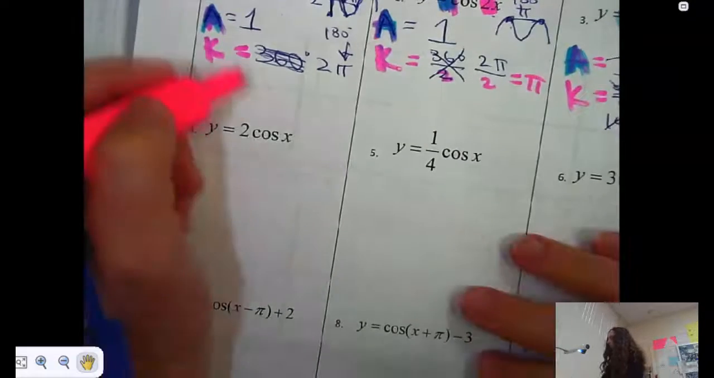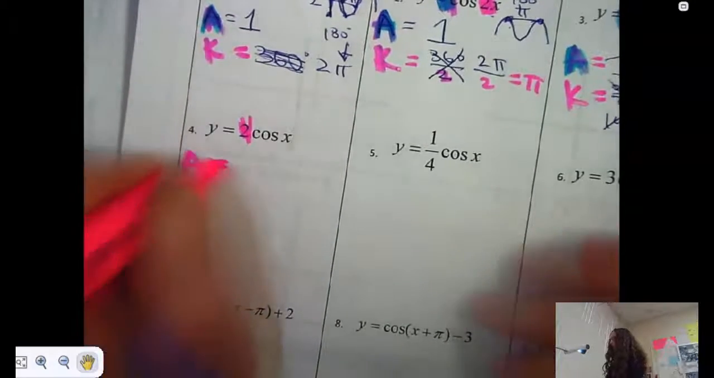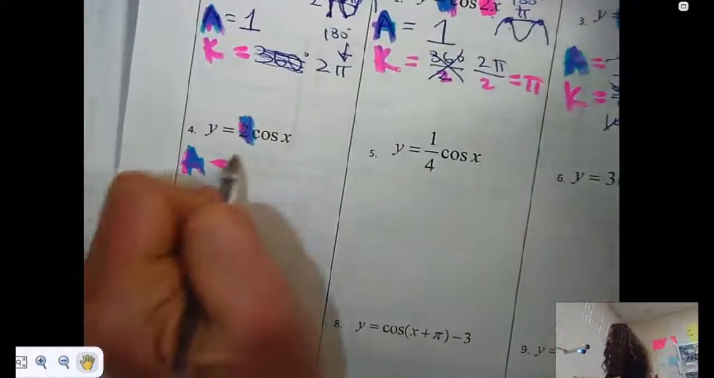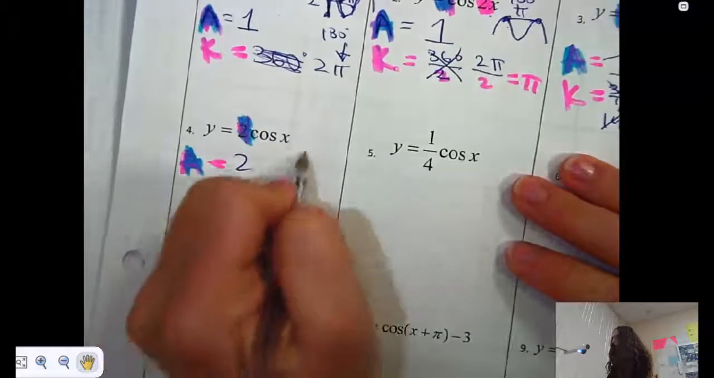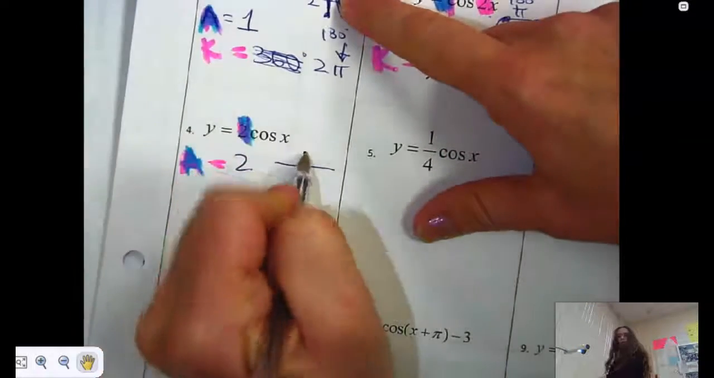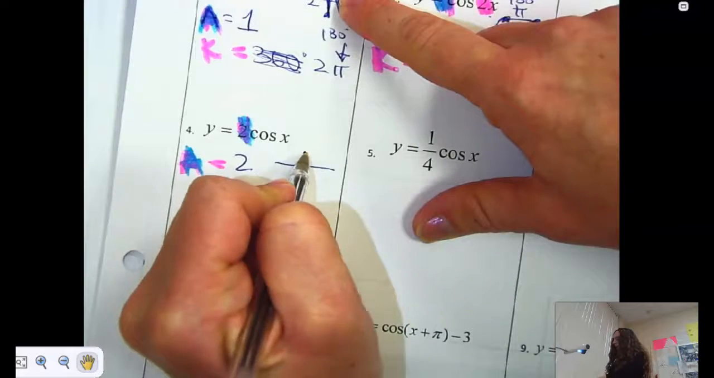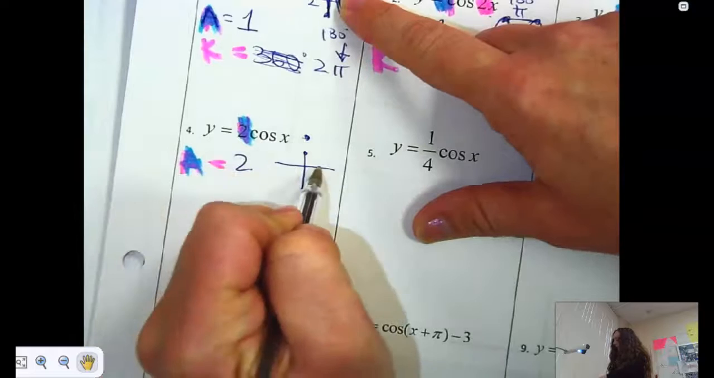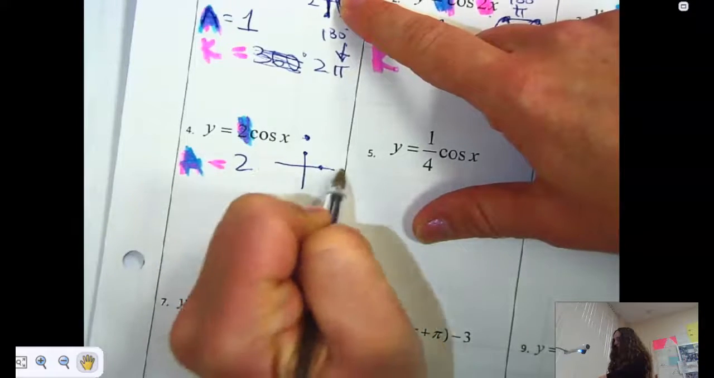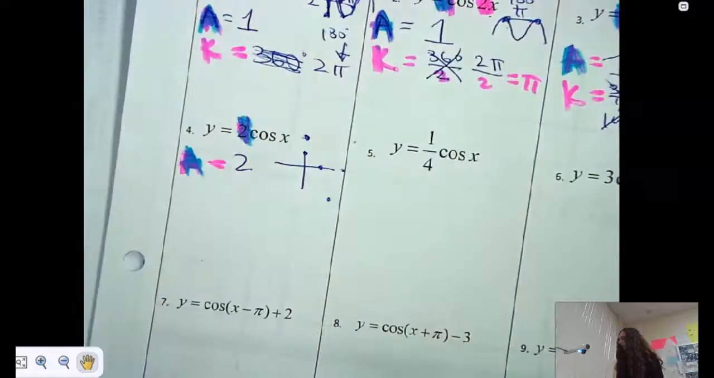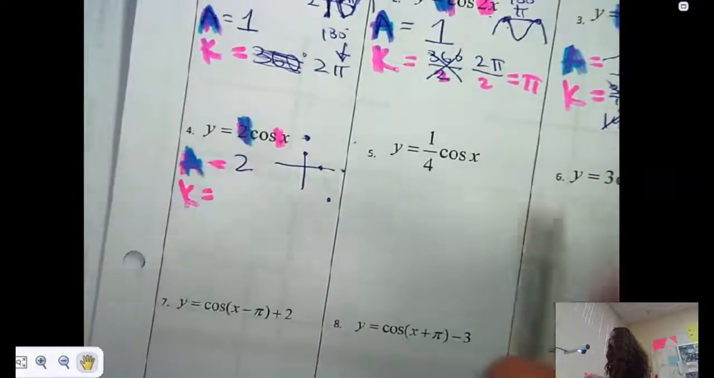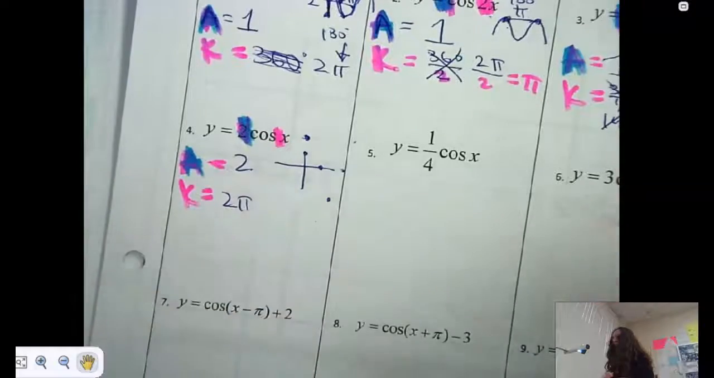Let's do the next one, amplitude. This time, the amplitude, which of course I'm doing in purple, is 2. So that means now when I graph this, remember how the original one was at 1? Now it's going to be at 2, so it's twice as high. Now it's top, middle, bottom, middle, top. It's twice as high. But then what's true about the period? There's nothing there. So my k equals 2 pi or 360.